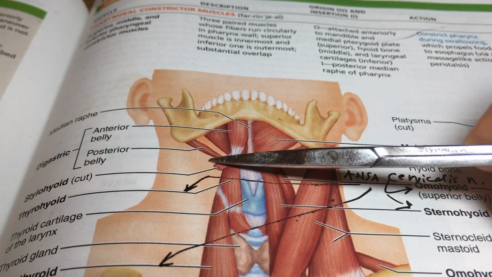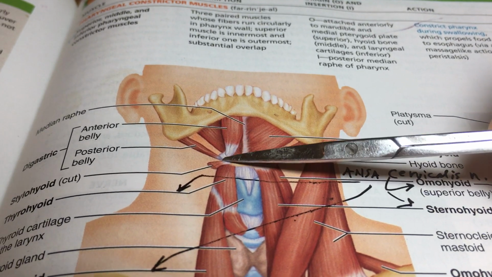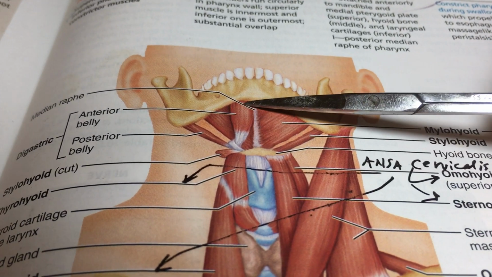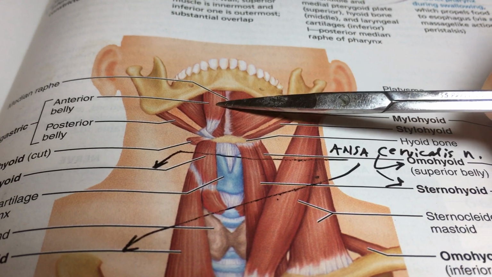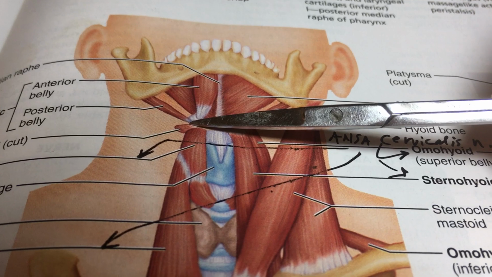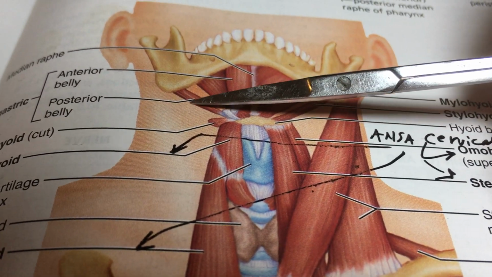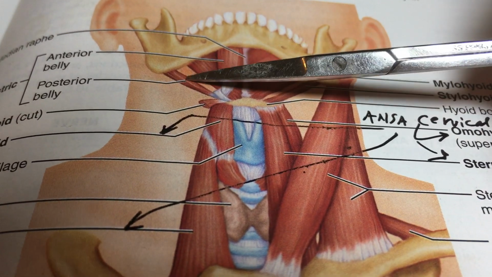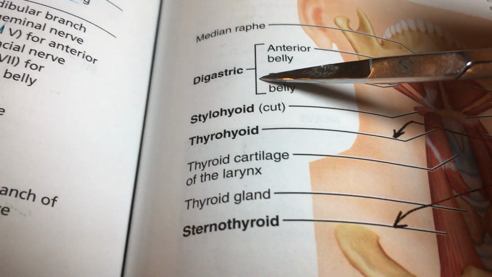Here's an interesting little muscle right here. It's got its own little pulley. It attaches here. Here's a muscle belly. Here's a middle tendon that goes through the pulley, and then here's another muscle belly. Since it has two bellies, we call it digastric.